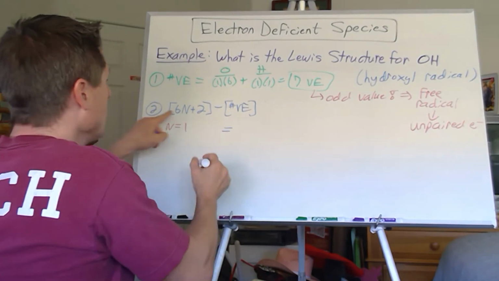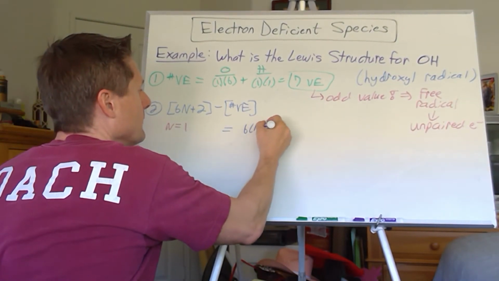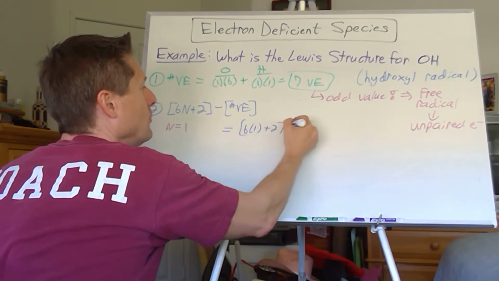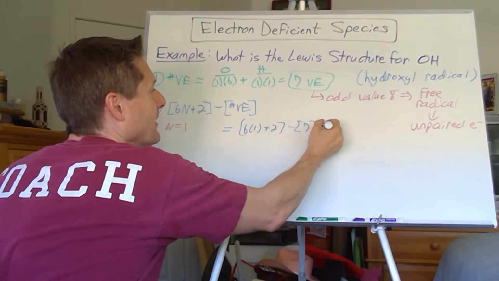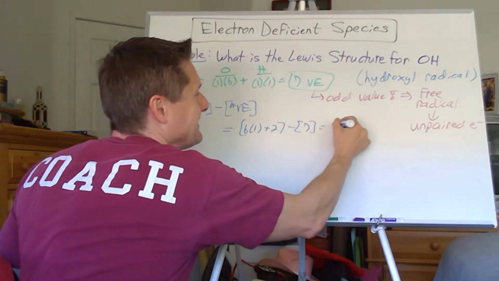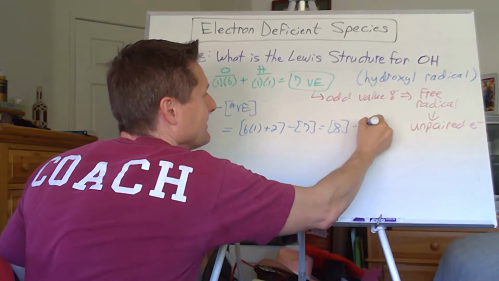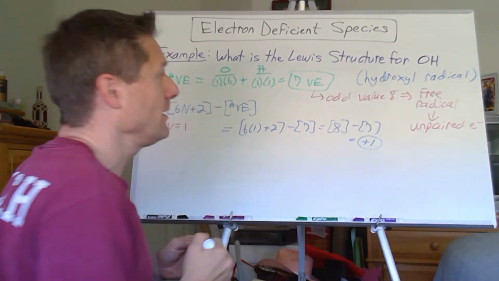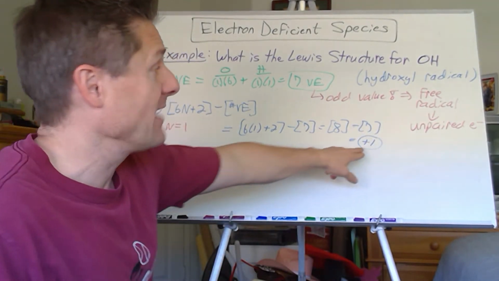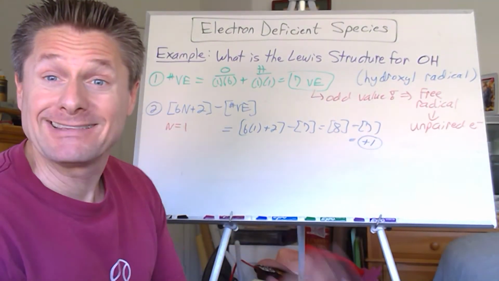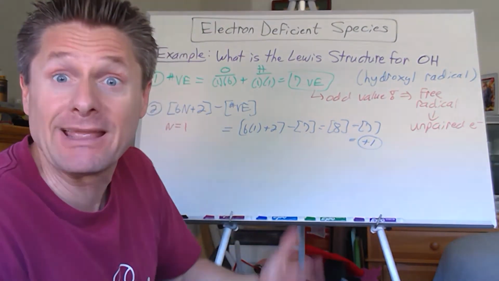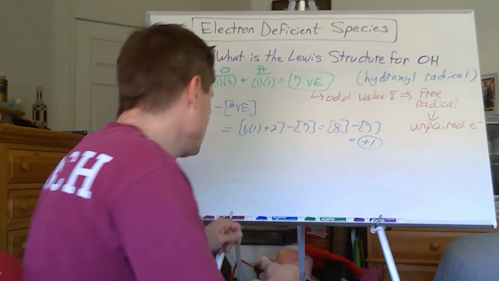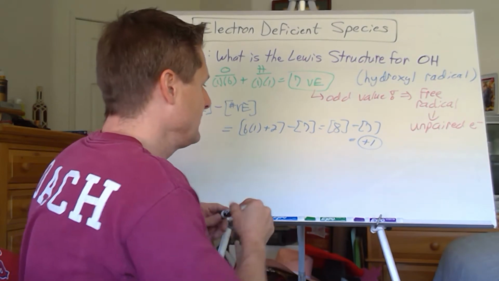Let's see. So 6 times 1 plus 2 minus 7. So 6 times 1 plus 2 is 8. 8 minus 7 equals positive 1. There you go. We got a positive value. Well, that can't be a multiple bond because you need a plus 2. It can't be an organic ring because you need a plus 2. So that has to be an electron deficient species.